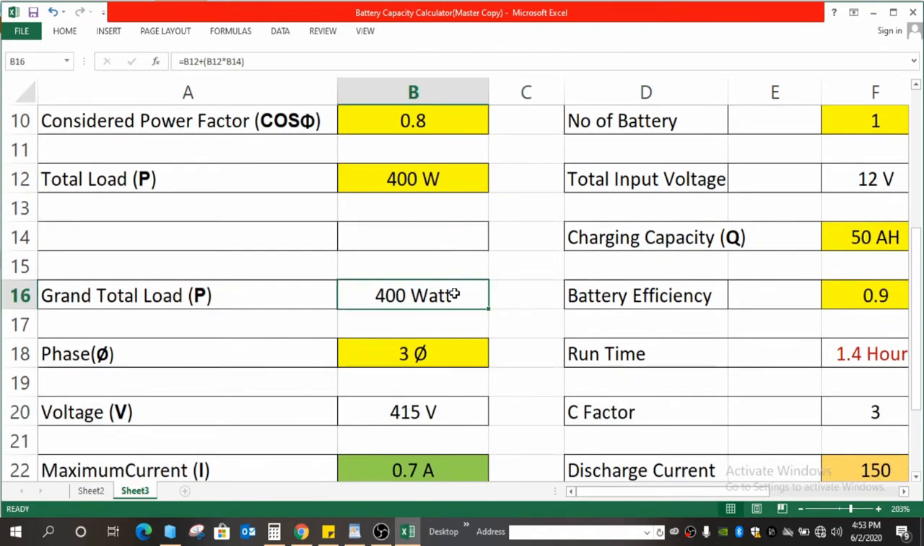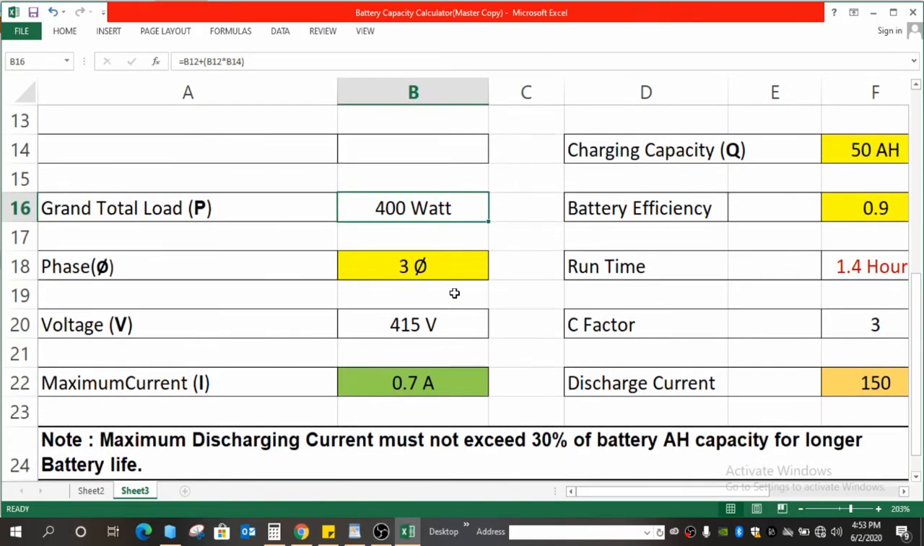So here we got 400 watt as the total load on the battery. And the next important thing is whether the load is one phase or three phase. As we enter one phase over here, automatically the voltage goes to 230. If we enter three phase over here, the voltage automatically goes to 415.